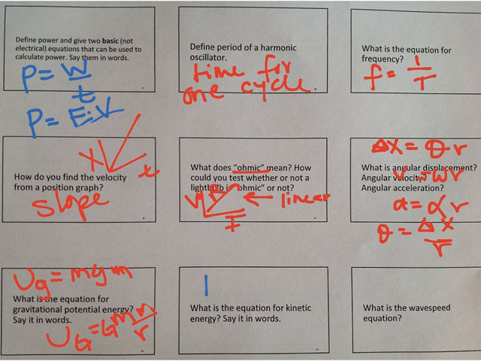Alright, equation for kinetic energy. You guys normally have this one down, 1/2 mv squared. Wave speed, v equals lambda f. You could write this in any way, shape, or form.